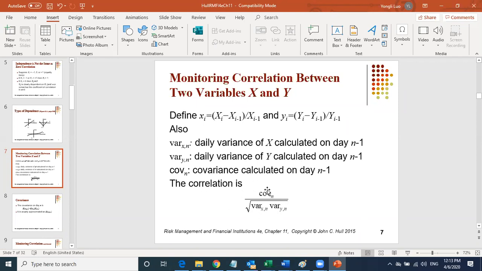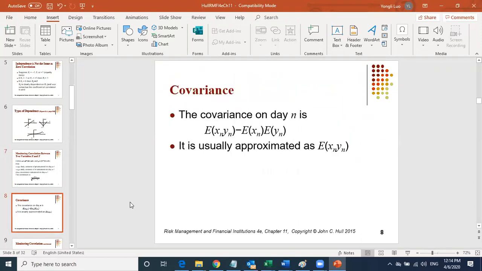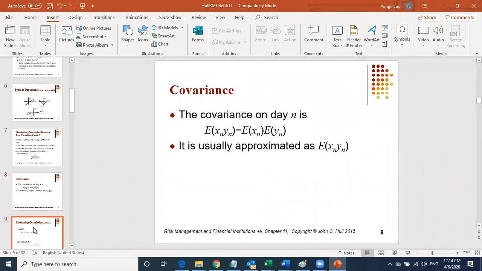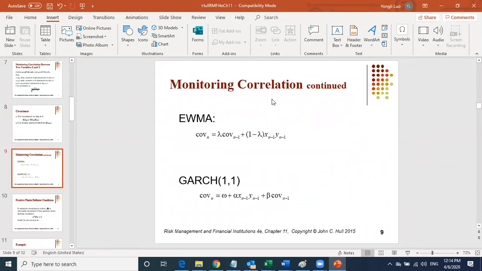So the correlation is going to be the covariance of these two variables divided by the square root of the variance of x and the square root of the variance of y. First, we get the covariance of these two variables, and then we estimate the correlation. We can use the same methods we used from chapter 10.